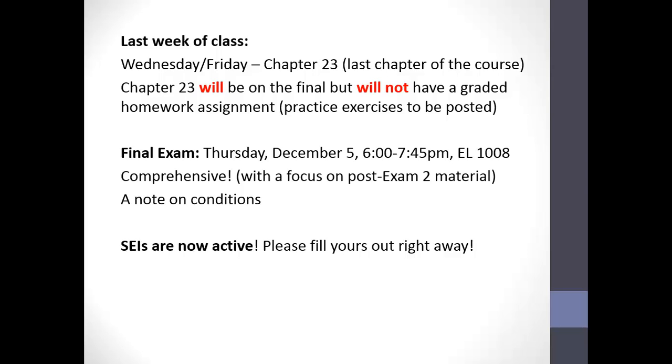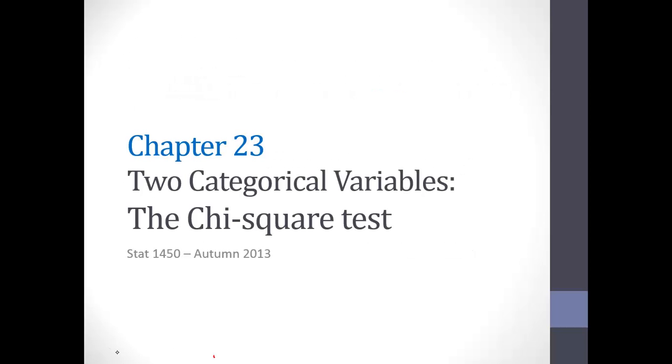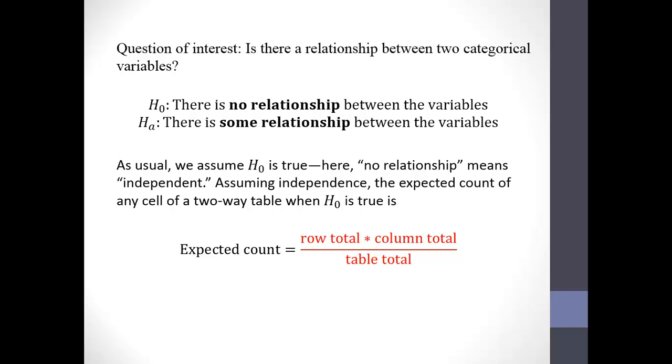Okay, so yes, talking about chapter 23 here. Remember we're talking about looking at how to analyze data that consists of two categorical variables. It's a thing called the chi-square test. So remember our framework here. We've looked at two-way tables a lot before. Now we want to say something about these variables overall. So say something about an overall comparison of these variables.